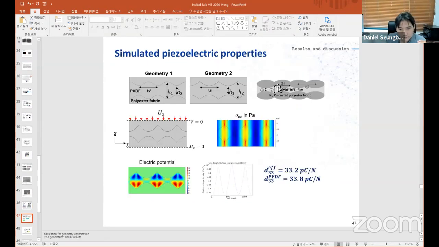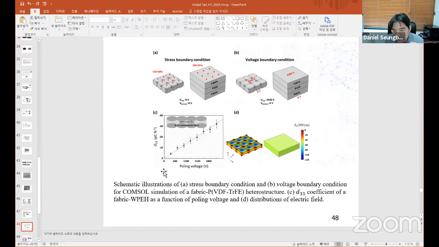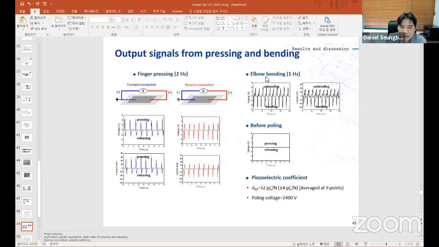And then we did the simulation and also tried to calculate the piezoelectric potential variation as a function of the concave and convex structure in our fabric, and came up with a number that is close to our experimental value. I'm not going into detail of this stress boundary condition or voltage boundary condition. Anyone who is interested can read the supplementary information, but even after reading that, if you don't understand, please email me.